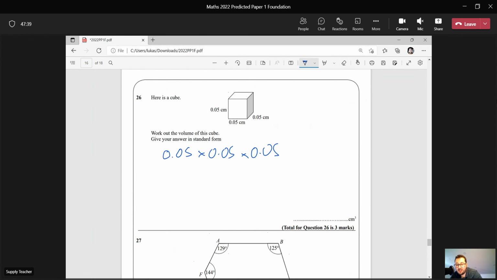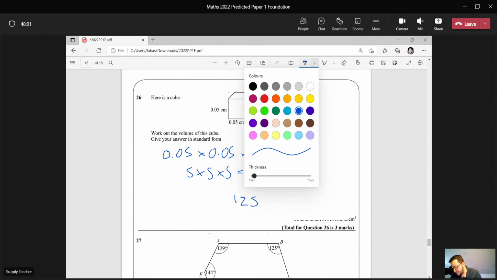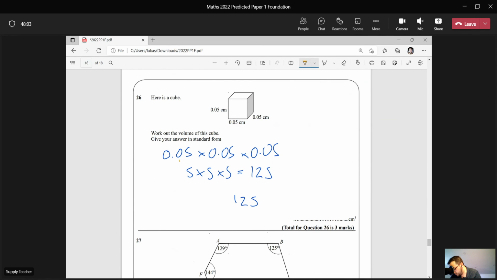Okay. Now the way I do decimals is I ignore the decimal and just times the numbers together first. So 5 times 5 times 5 is 125. And then what I do is I figure out where my decimal point goes. So I've got 125. And what I do is I add up all the digits I see after a decimal point in the question. So I've got 1, 2, 3, 4, 5, 6. Okay, so I want 6 digits after the decimal in my answer. So I've got 3 already, so I'm going to have to stick in 3 zeros to make it 6.